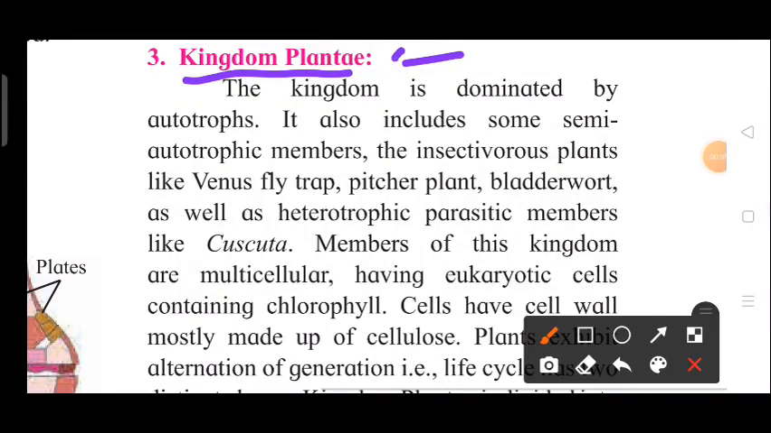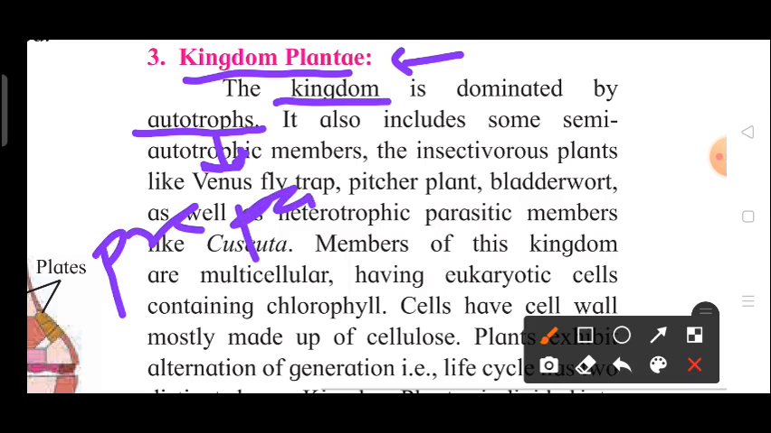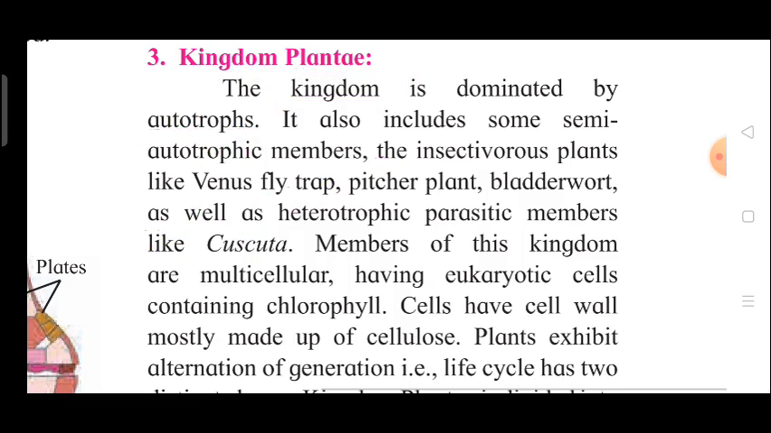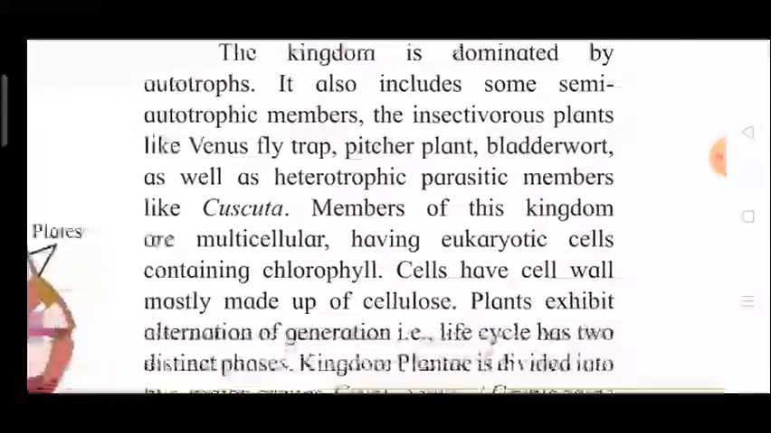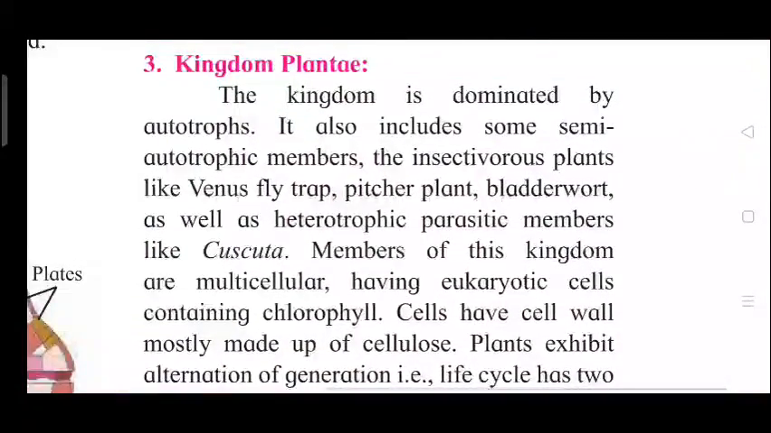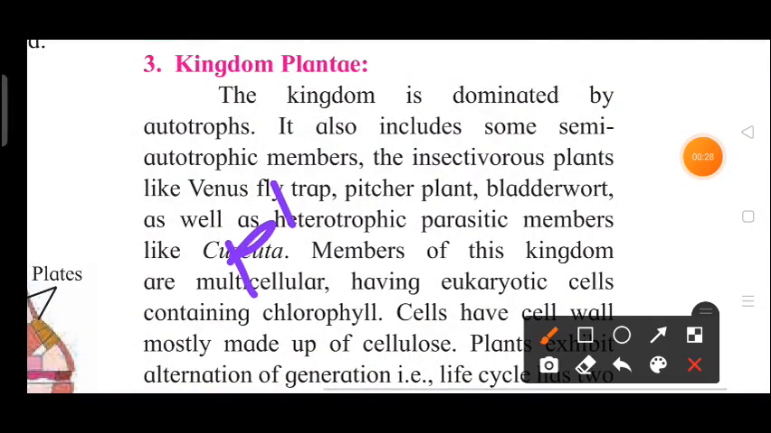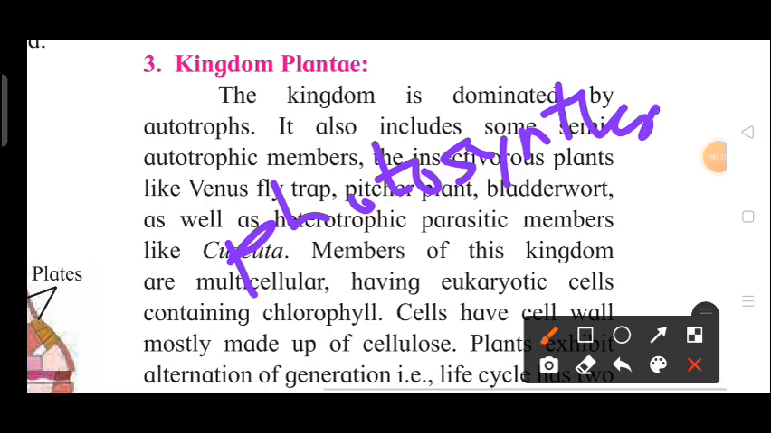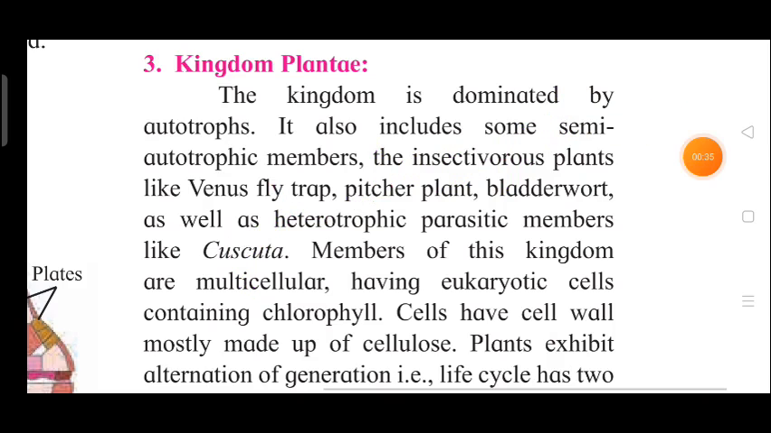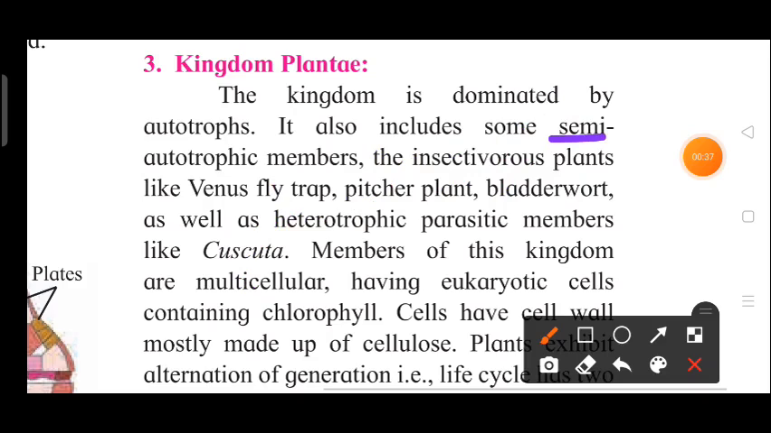Kingdom Plantae includes all kinds of plants. The kingdom is dominated by autotrophs. Autotrophic organisms are those organisms which prepare their own food material by the process of photosynthesis. All plants prepare their own food material by the process of photosynthesis, but some members are semi-autotrophic.